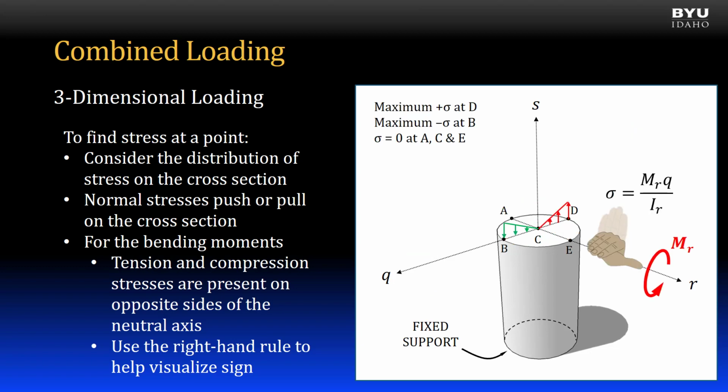For the moment about the r-axis, the neutral axis is the r-axis, so points A, C, and E feel no stress. The moment of inertia axis is the r-axis, and the variable q is in the direction perpendicular to the neutral axis. By the right-hand rule, we can determine that point D feels the maximum tension stress, and point B feels the maximum compression stress for the positive moment shown. Again, the stress distribution is not totally accurate. The actual stress distribution is over the full cross-section.